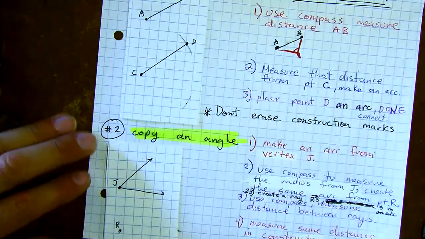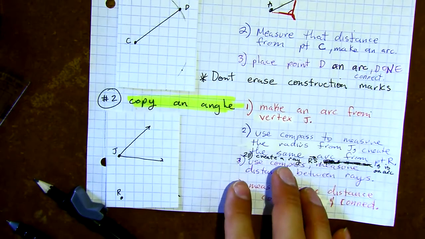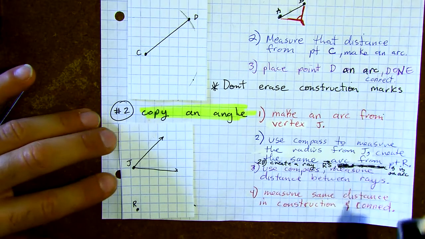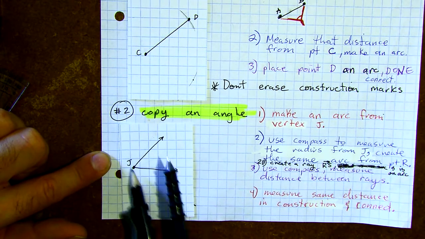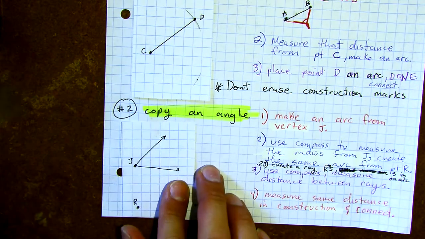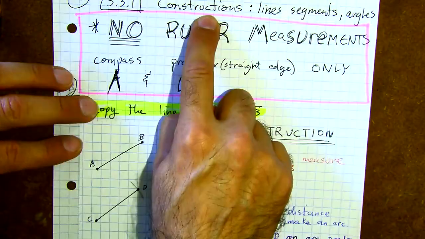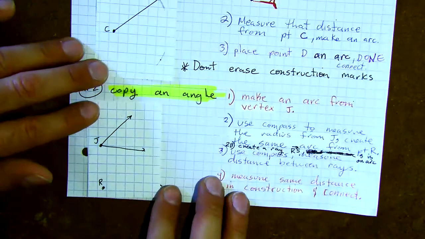Now, next what we have to do is copy an angle, okay? So copying an angle is a little bit different. It doesn't matter if your angle matches mine. We definitely are not going to go measure the angle. We're not doing this as a measurement. We're doing this as a construction. Okay, so that's the big difference. We don't use measurements with construction. All right, so go with me with this.